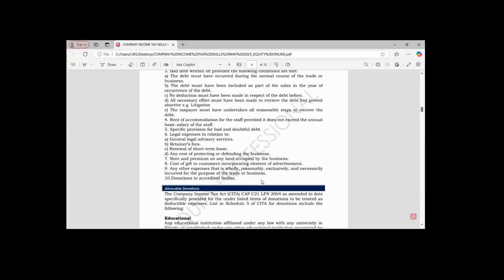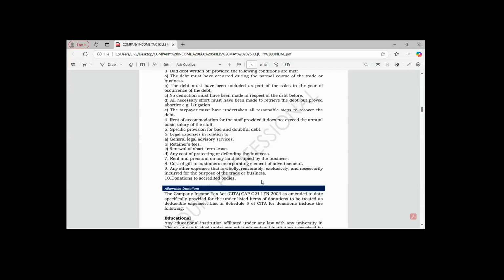Part of the requirement of CAMA, Companies and Allied Matters Act, to register a company, you must have certain representatives as part of your members. You must appoint a secretary or a legal advisor. You must also appoint an auditor as part of your company.